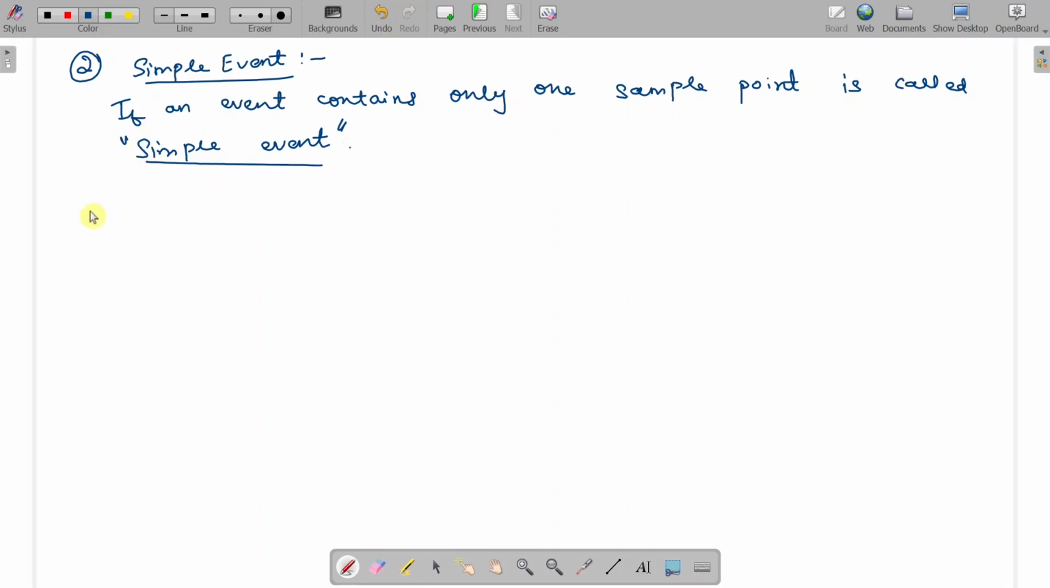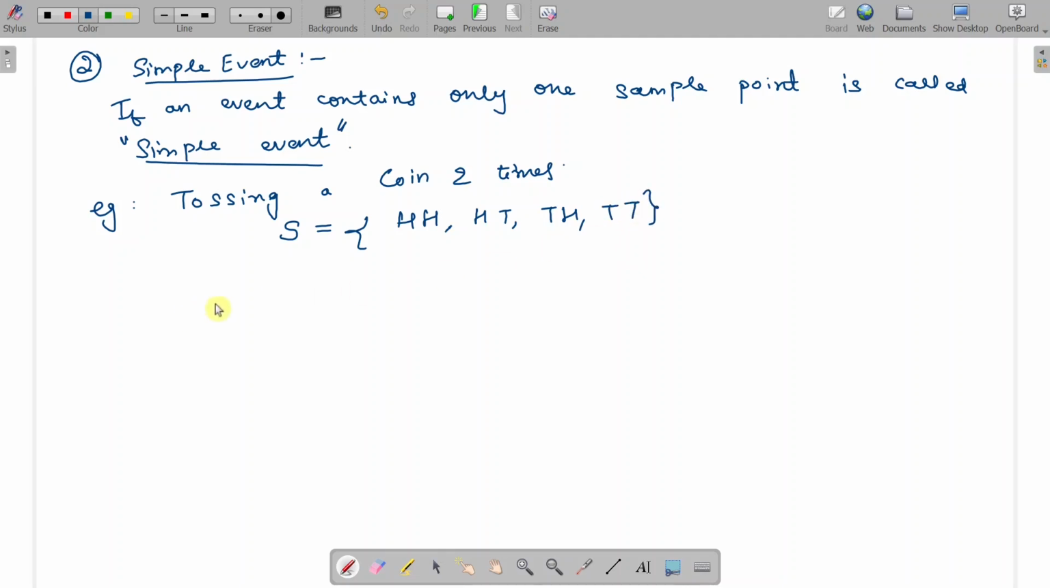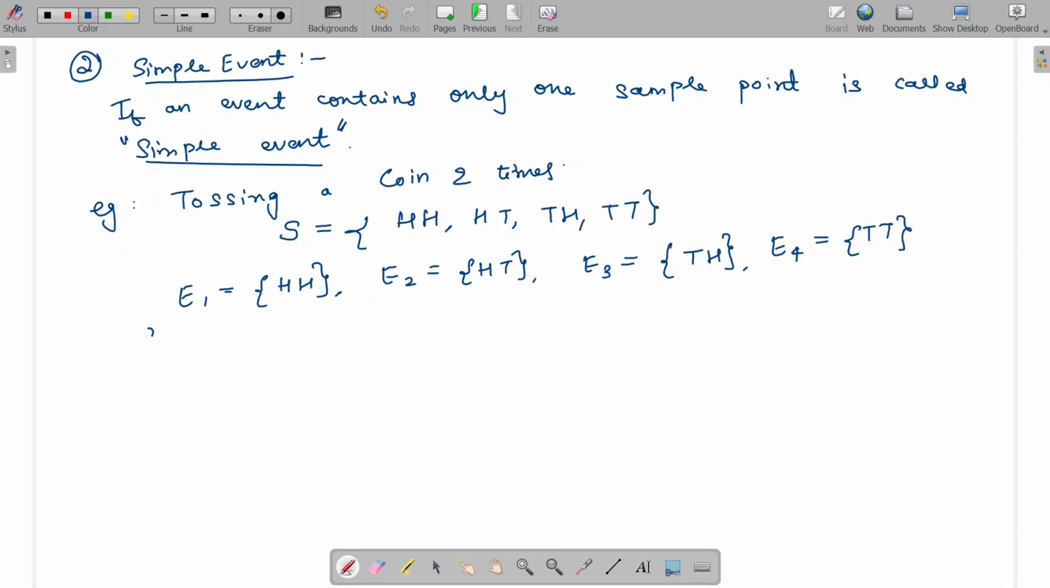So, for example, if you take tossing a coin two times, then the sample space is what? HH, HT, TH, TT, right? So E1 equal to HH, E2 equal to HT. I am taking only one sample point in the event. Then E3 equal to TH and E4 equal to TT are all simple events. Why? Because only one sample point is occurring in the events, right?